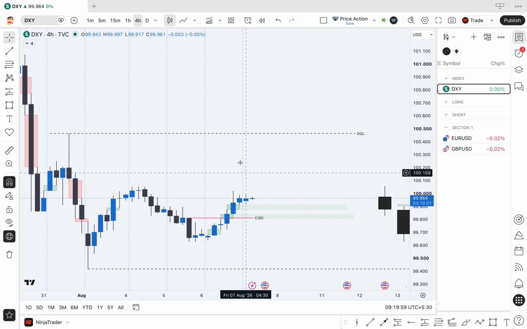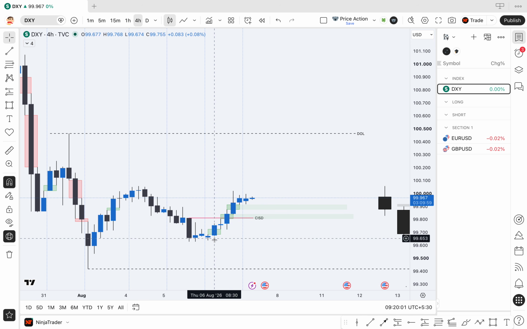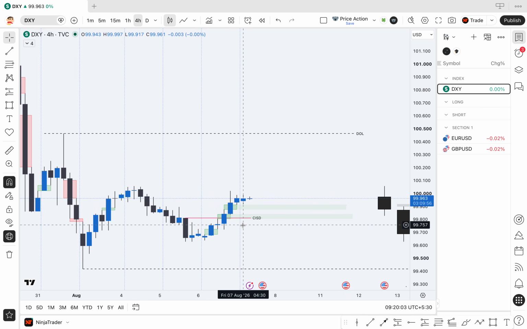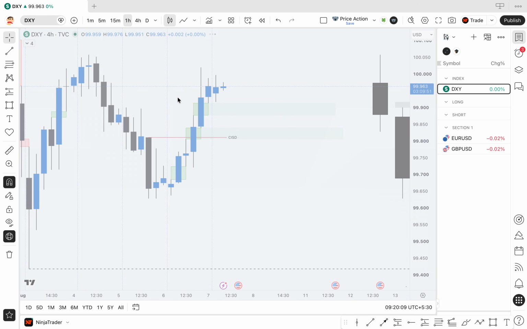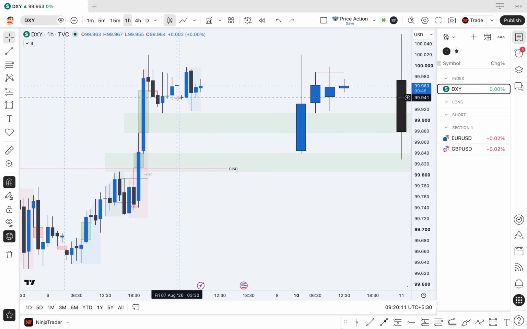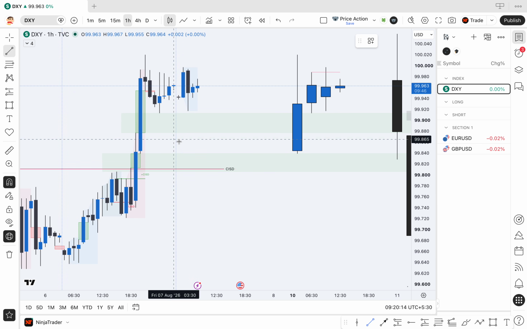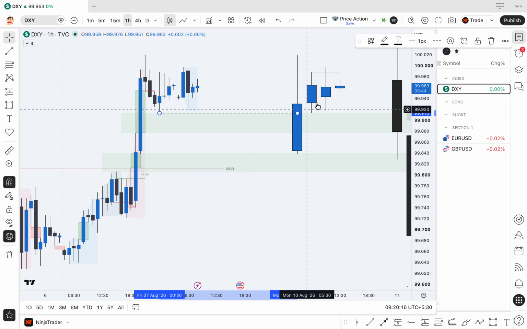So we have our drawn liquidity on daily. We have our zones from where we can expect a trade on 4 hour. Now we need to go and have a swing point on hourly. Where is our swing point? So this is the swing point.